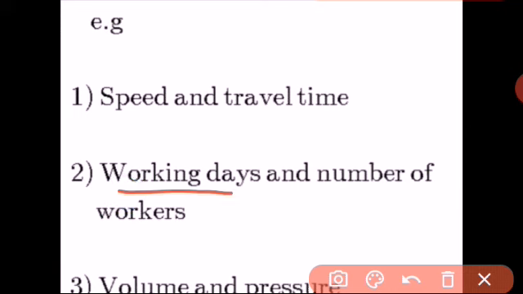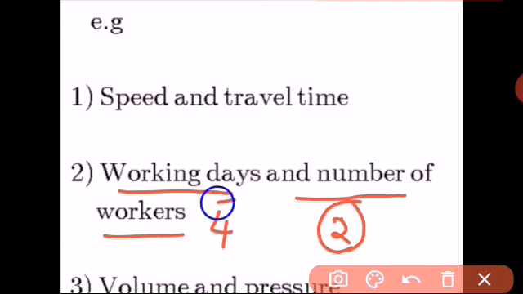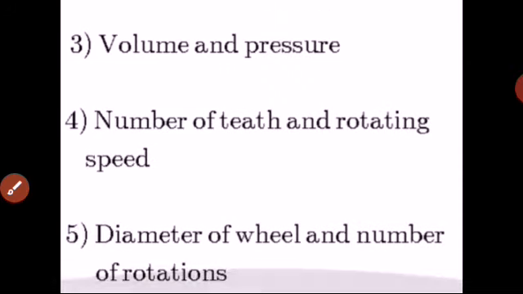Working days and number of workers. One more example. Working days means, if one man can complete a work in 4 days, two men will complete the same work within 2 days. As the number of workers is increased, then the time is decreased, or days will be decreased. That is called inverse proportion.